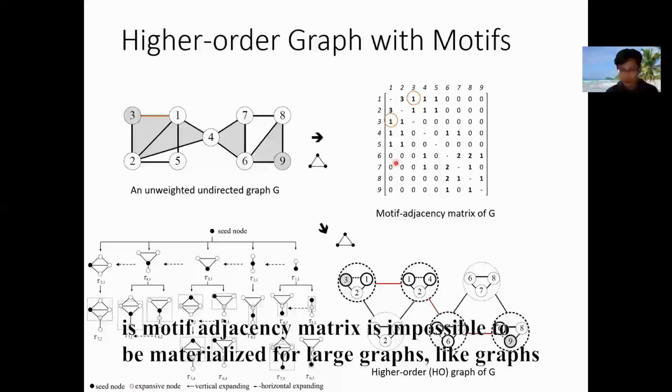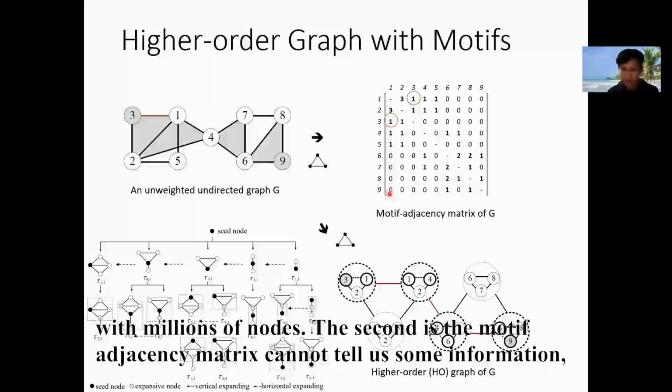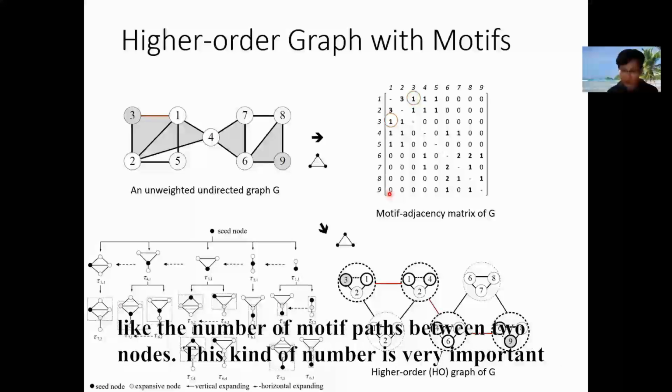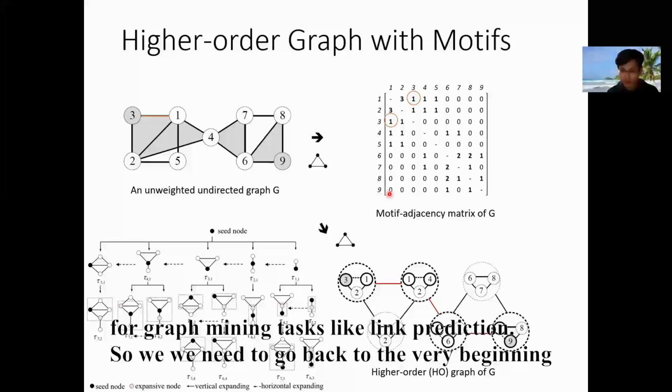The first one is the motif-adjacency matrix is impossible to materialize for a large graph, like a graph with many nodes. And the second is the motif-adjacency matrix cannot tell us some information, like the number of motif instances, the number of motif-paths between two nodes. And this kind of number is very important for graph mining tasks like link prediction.